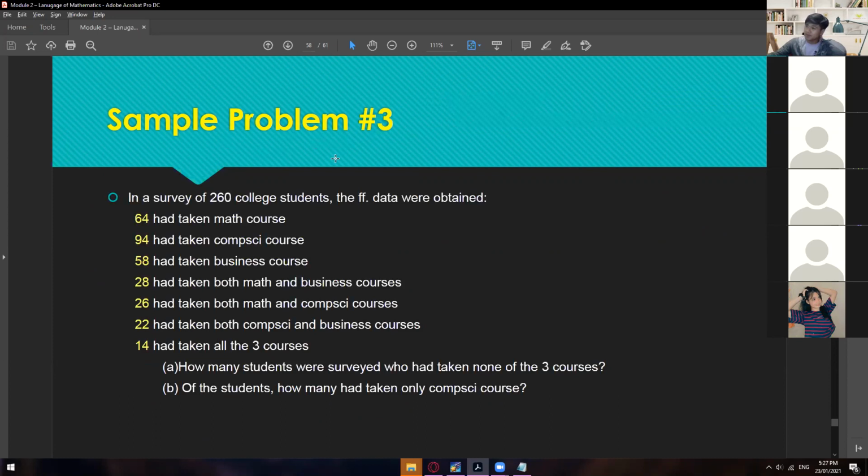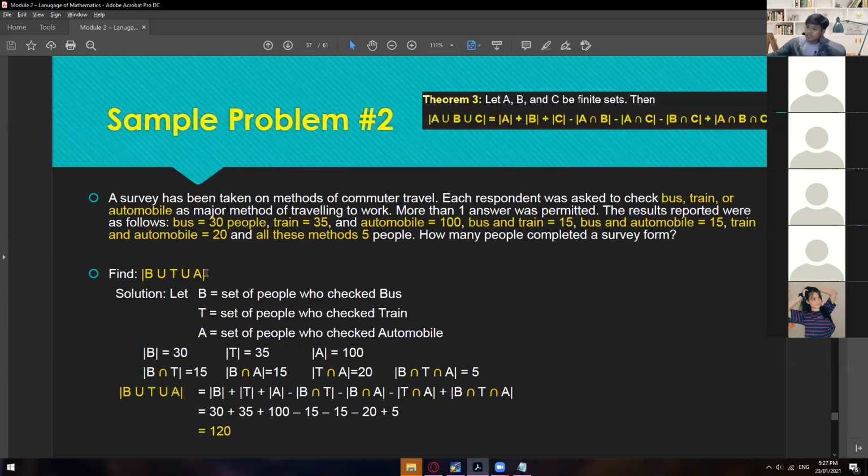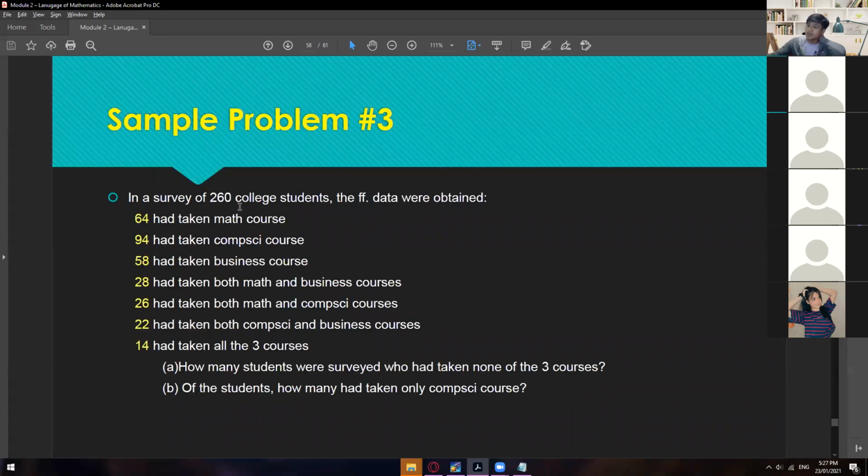And then for sample problem number 3, we have here the total already, which is the left side expression: 260 college students. The following data were obtained. We have 64 for math, 94 for comsci, 50 for business. Both math and business 28, both math and comsci 26, and 22 both comsci and business. So as you can see, we have 3 total individual sets: math, comsci, and business.